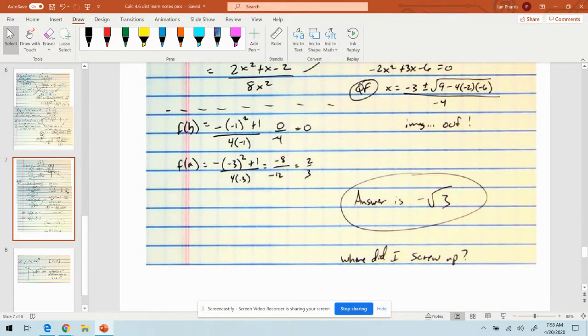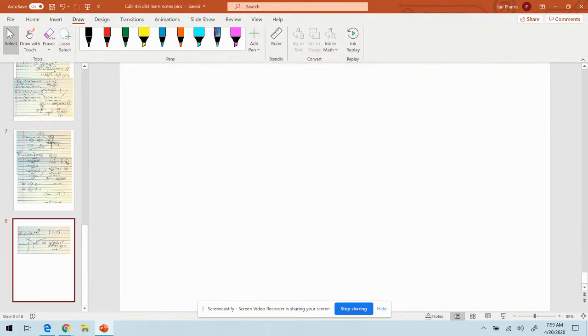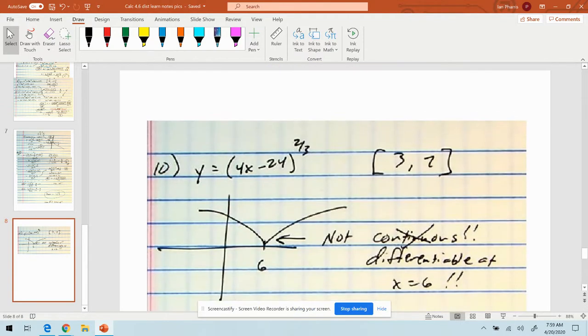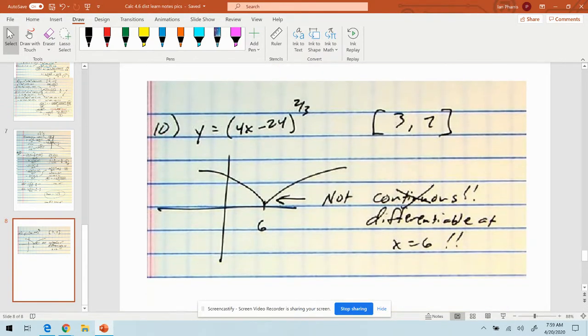And on number 10, remember the hypothesis of the mean value theorem says the function has to be continuous and differentiable. And right there, because the 2/3 power graph has this little cusp thing right here, this is not differentiable at x equals 6. So the mean value theorem would not apply.